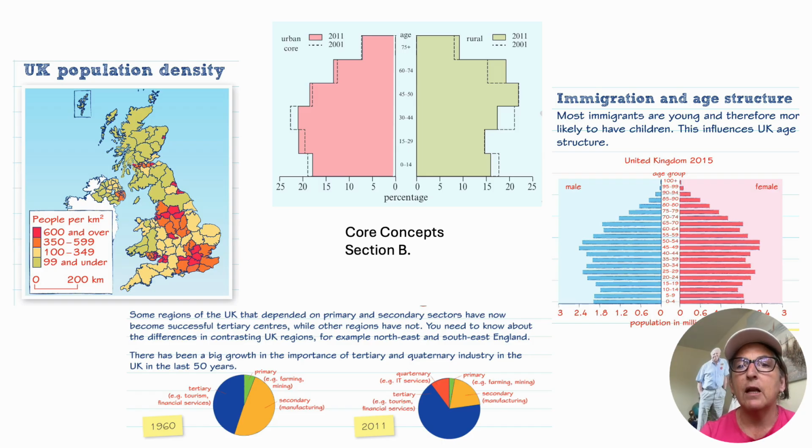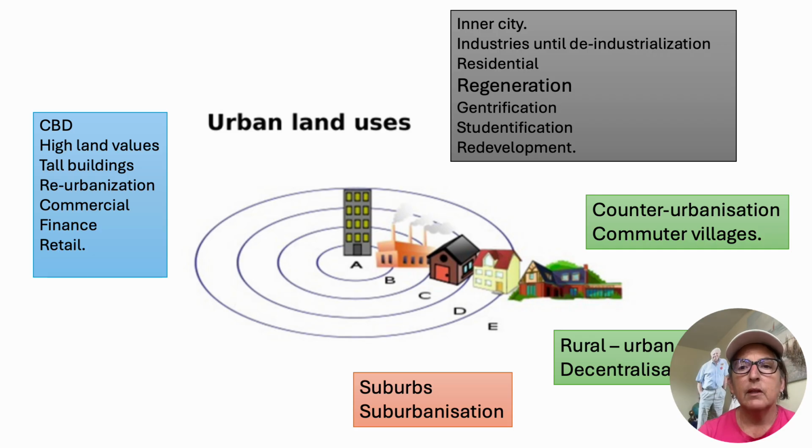Right, let's have a look at the zones in a city now. So a city in the UK, or an urban area, can be zoned into some very, very clear areas. The CBD is in the centre, the central business district, associated with very high land values, which is why many of the buildings are tall. It's primarily commercial, financial and retailing, but there is some residential, but that's the main reason.